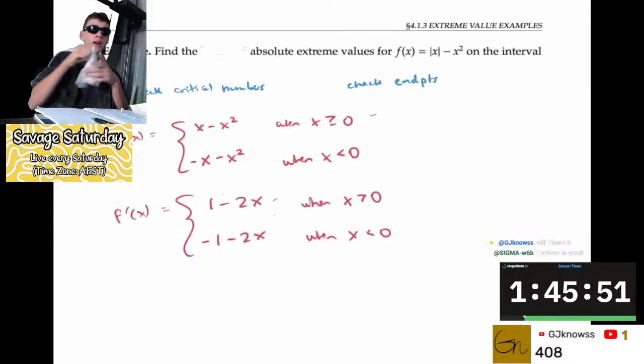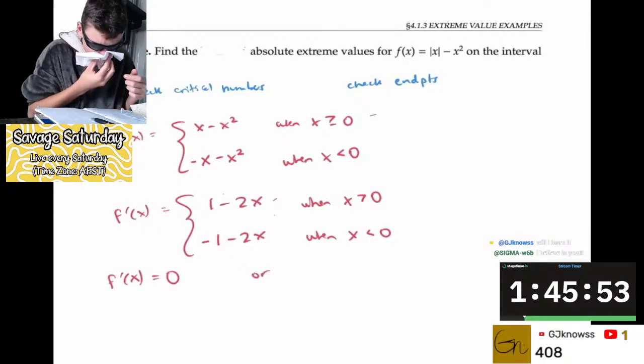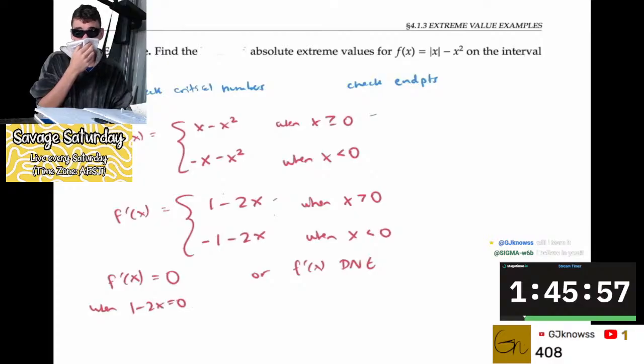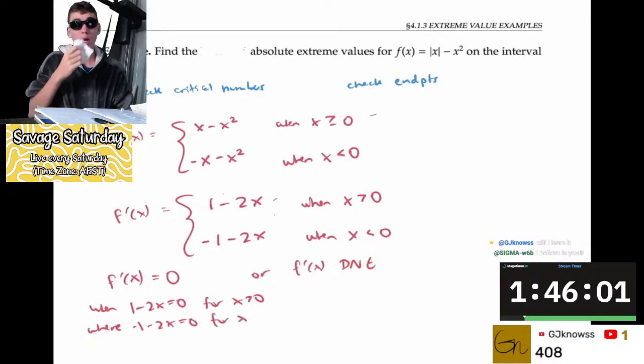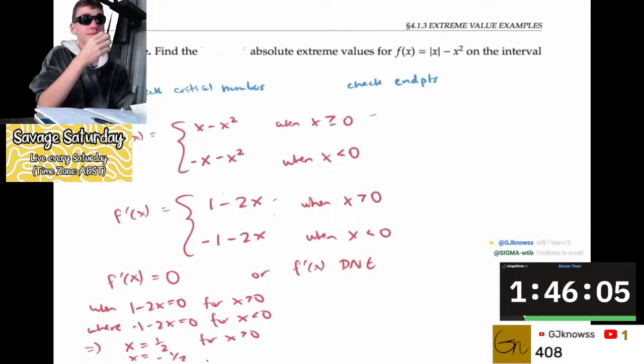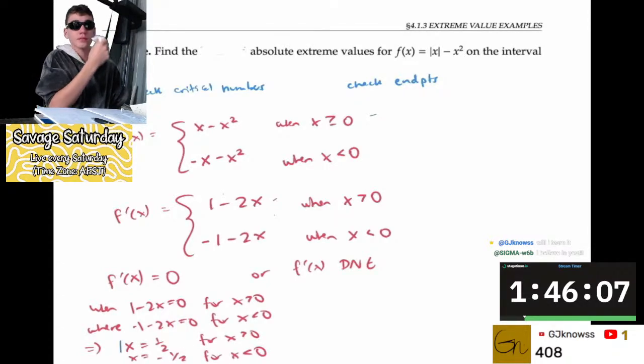And now to find where I have critical numbers, I need to find where f prime of x is equal to 0 or f prime of x does not exist. Well, f prime of x equals 0 where 1 minus 2x equals 0 for x bigger than 0, and where negative 1 minus 2x is equal to 0 for x less than 0. So that corresponds to x equals 1/2 for x bigger than 0, and x equals negative 1/2 for x less than 0. So those are my first two critical numbers.